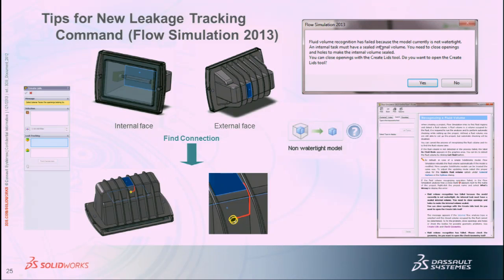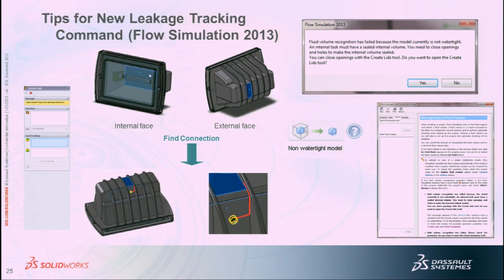In fact, if you open a model that has this, or do a rebuild, you'll get a new error message in 2013 that says fluid volume recognition has failed because the model currently is not watertight. An internal task must have sealed internal volume. You need to close openings and holes to make the internal volume sealed. You could close openings with created lids, so you want to use the create lids tool. If you say yes, then you can go to the leakage tool, because the leakage tool is actually in the create lids command, and we show that on the left over here.